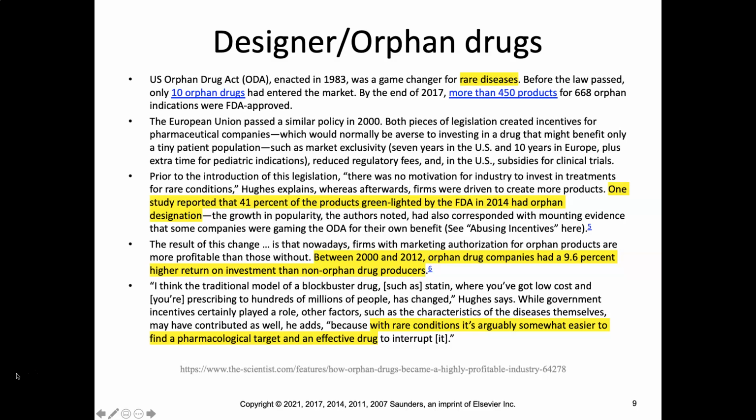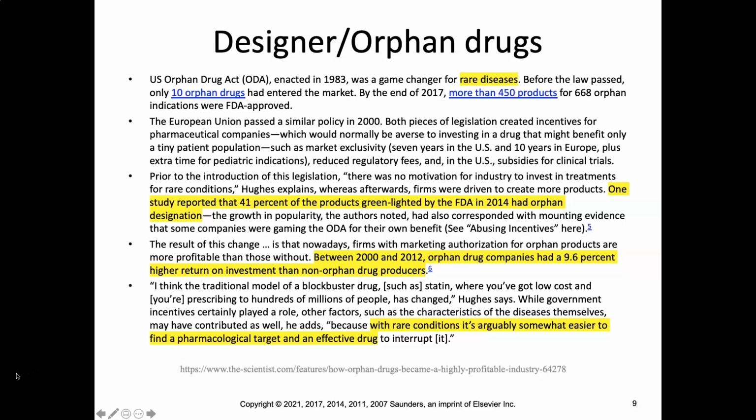But in 1983, the U.S. enacted the Orphan Drug Act. And as you can see from this information I've pulled for you from an article from The Scientist, orphan or designer drugs really became a thing. Before that law passed, there were only 10 that had entered the market. Now there are more than 450 products for 668 orphan or rare conditions. So you went from 10 to more than 450 in a 30- to 35-year time frame.